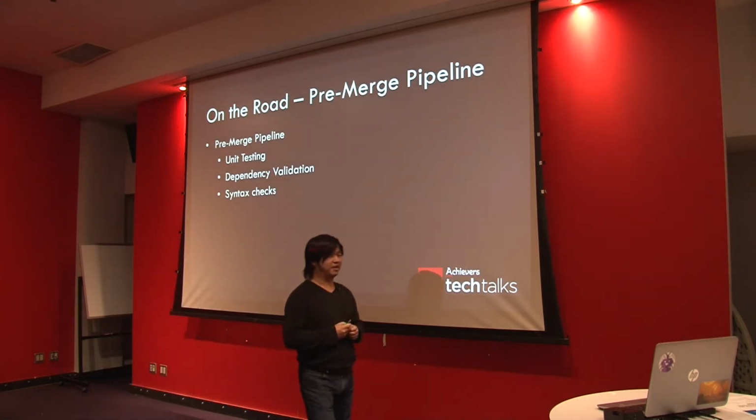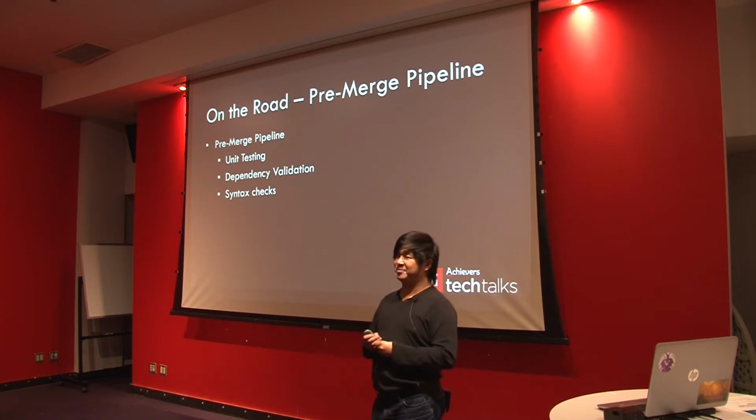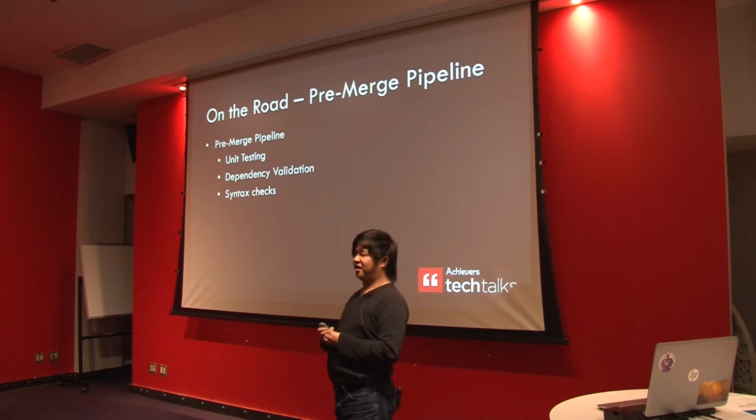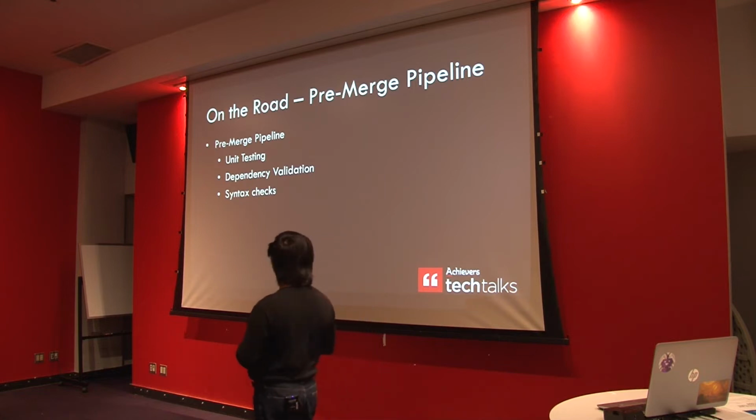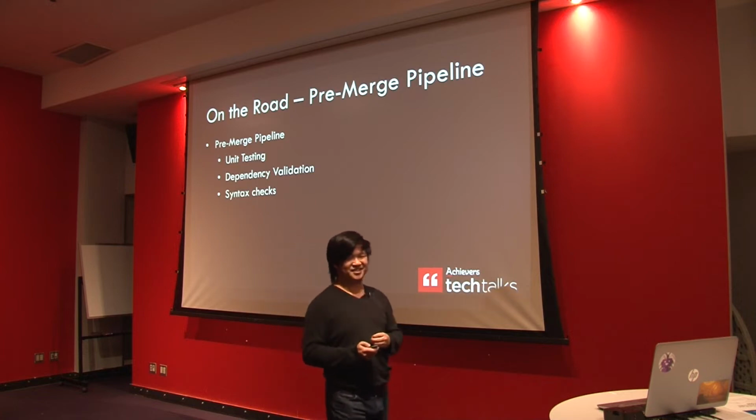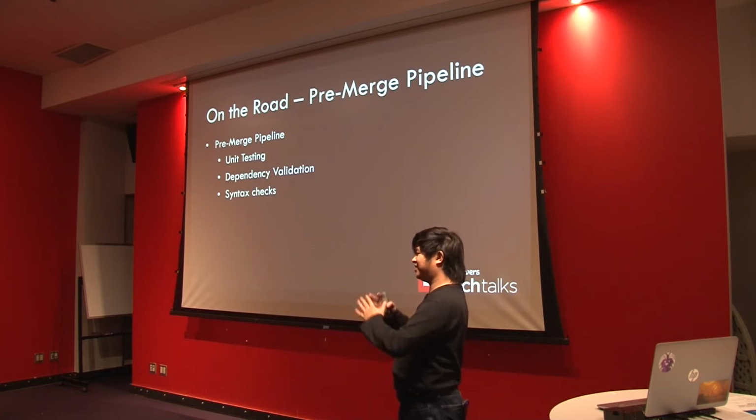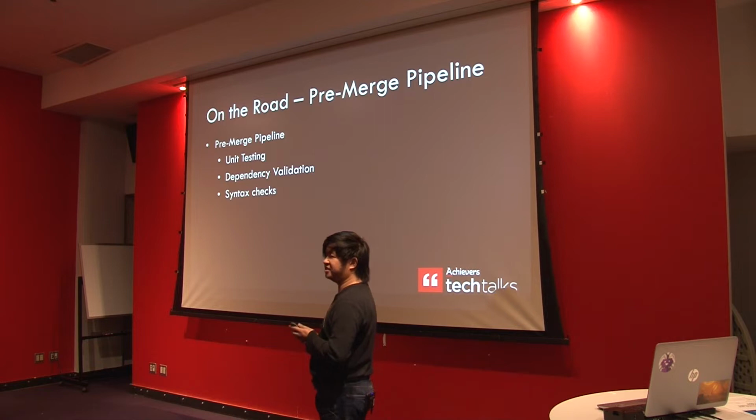So what's the first pipeline that we have? Aptly named the pre-merge pipeline. This pipeline obviously runs before you have a merge, right? It'd be weird if we had a post-merge pipeline called pre. And it does unit testing, it does dependency validation, it does a whole bunch of syntax checks as well. These are basic checks. You'll notice that none of these operations require a server.